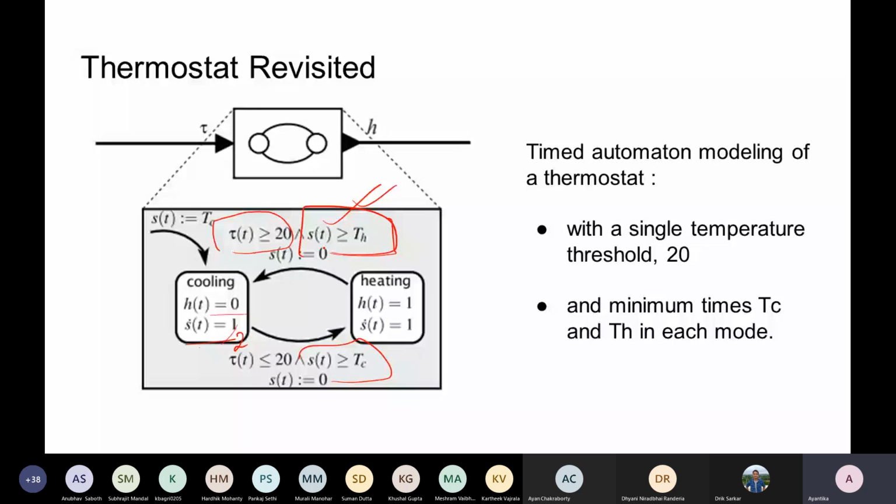Transition between the modes. Okay, so this is the way. Initially we have just focused on some discrete values. Now we are considering values of a continuous signal at a discrete time. That way we are incorporating the idea of continuous time, continuous signal handling in this event driven mode of modeling.